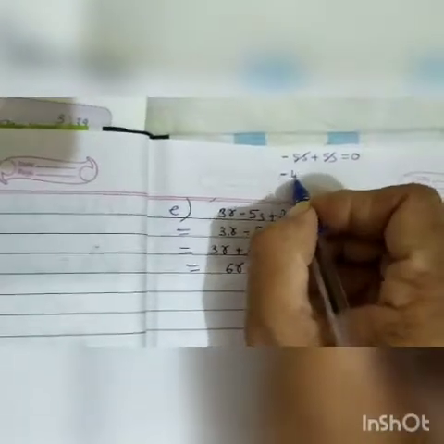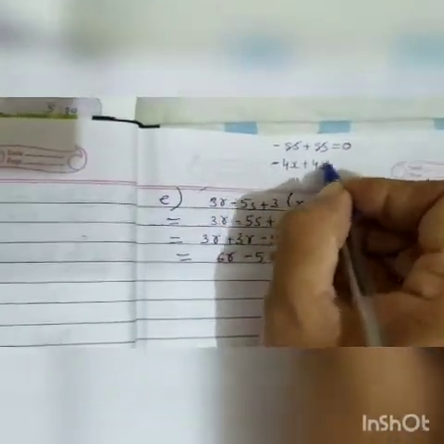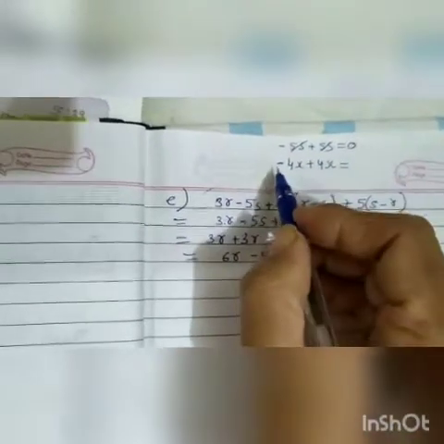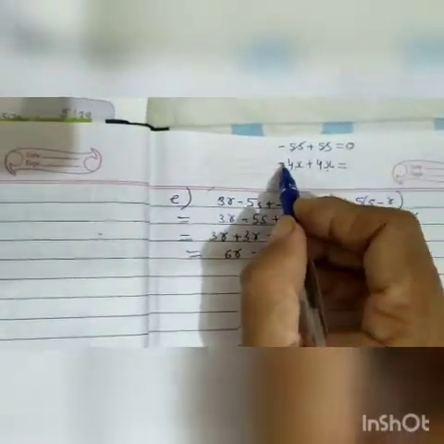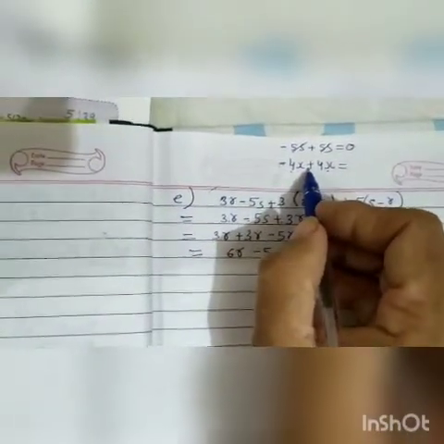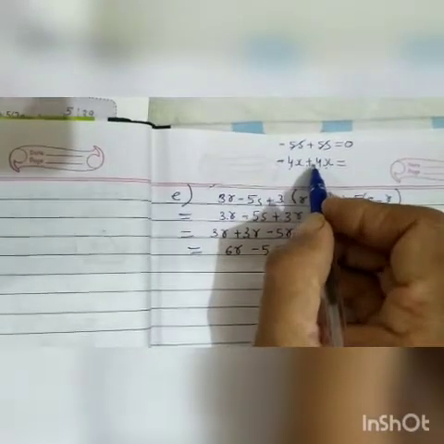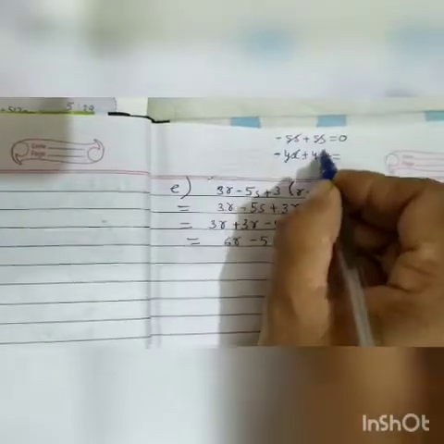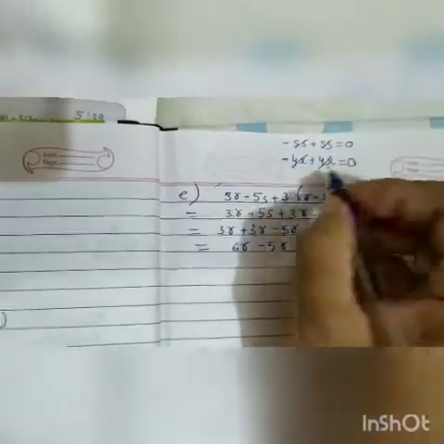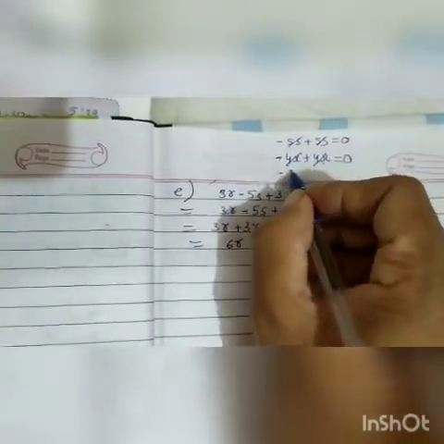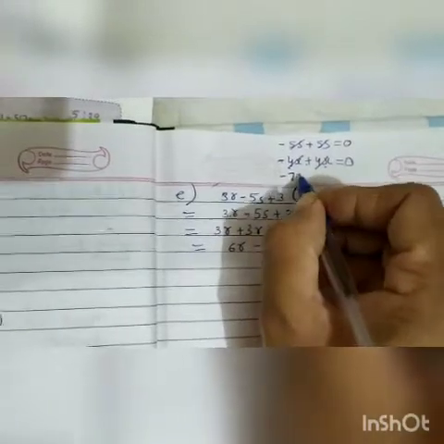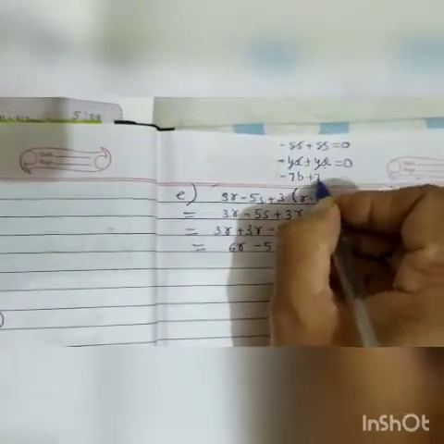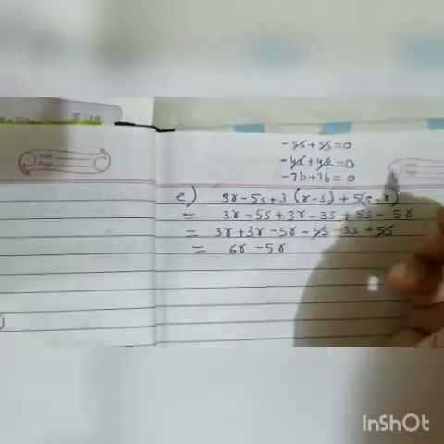Suppose this is minus 4x plus 4x, because students, you know, when two terms are with different signs, then we subtract them. When we subtract 4 from 4, 4 minus 4 is 0. So we cancel it, it becomes 0. Suppose it is minus 7b plus 7b, that is also 0.